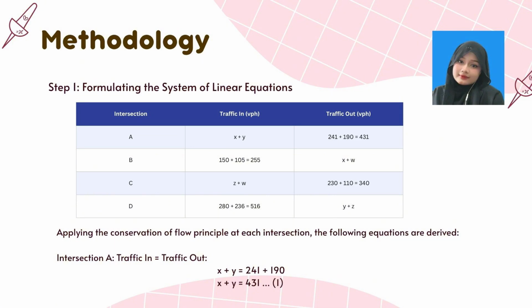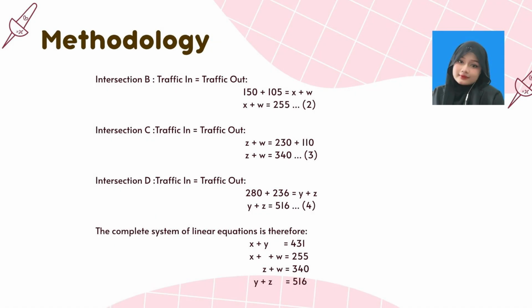At intersection A, x plus y equals 431. At intersection B, x plus w equals 255. At intersection C, z plus w equals 340. At intersection D, y plus z equals 516. With the system established, we can arrange these equations into an augmented matrix, placing the coefficients and constants in a structured format.